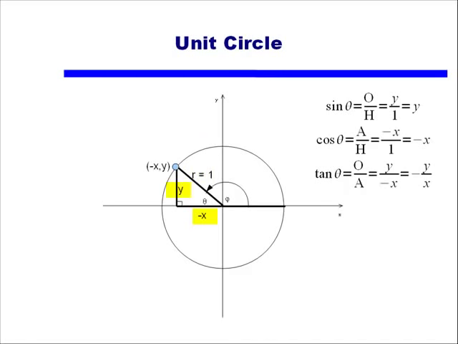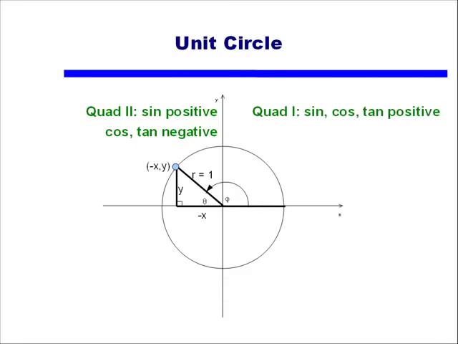My tangent is the opposite over adjacent, which is a positive y divided by a negative x, or this is equal to negative y over x. So it looks like in quadrant 2, my sine will always be positive because that y value is always positive in quadrant 2. But my cosine and my tangent functions, if the angle is in quadrant 2, will always be negative. Well, I didn't specifically look at this for quadrant 1, but if we remember, sine, cosine, and tangent were all positive numbers. So it looks like in quadrant 1, all three of my functions are in fact positive.